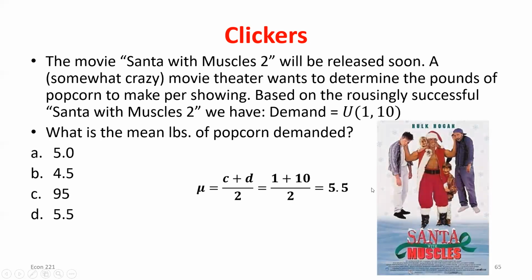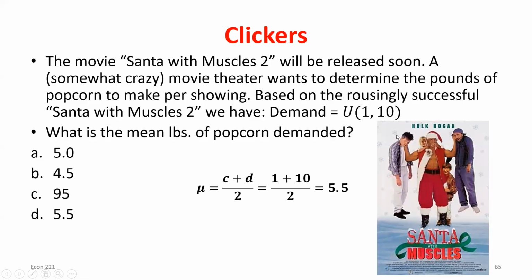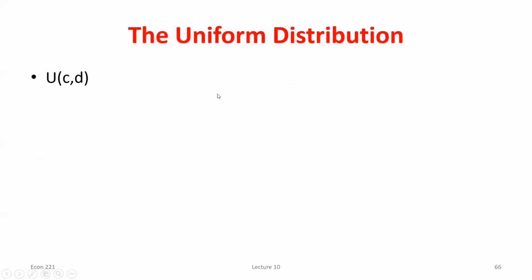And this is an actual, well, Santa with Muscles 2 wasn't an actual movie, but Santa with Muscles was, and it had Hulk Hogan, and it's a great, cringy, late 80s, early 90s video you should all watch. I don't really know where you can find it. Maybe it's on Amazon or something, you can rent it. But anyways, so let's continue.